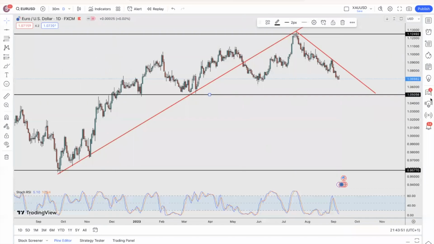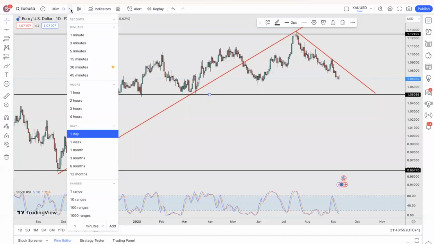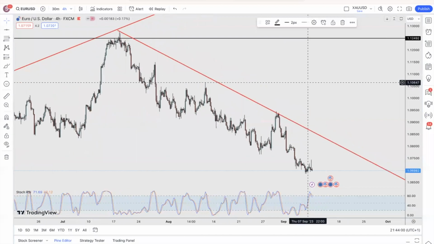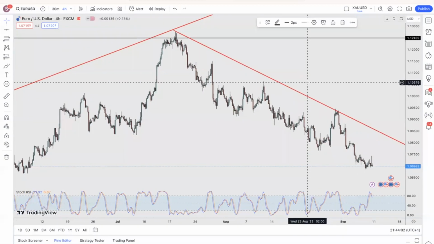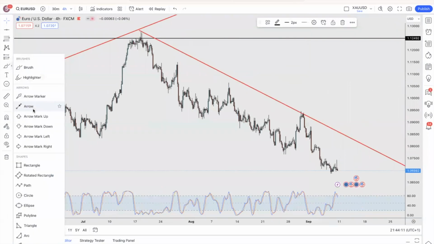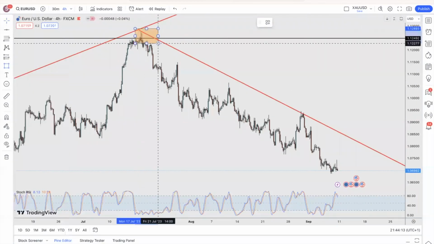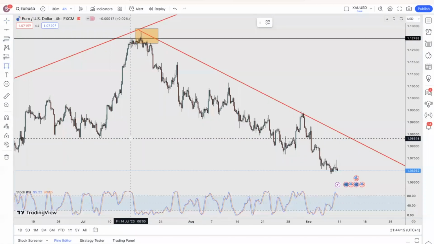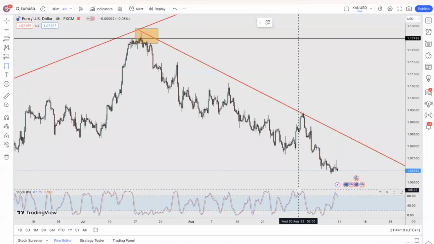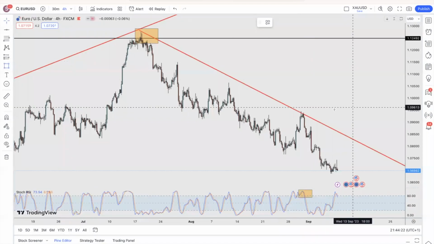Now, what we're going to do with that pair is very, very simple. We have the entry at this level, 1.05. We're not necessarily going to wait for it. We're going to go on a lower time frame, the 4-hour chart. And now for a safe trade, obviously, I'm not trying to go on a very low time frame. We're going to wait for the market to test the trend.